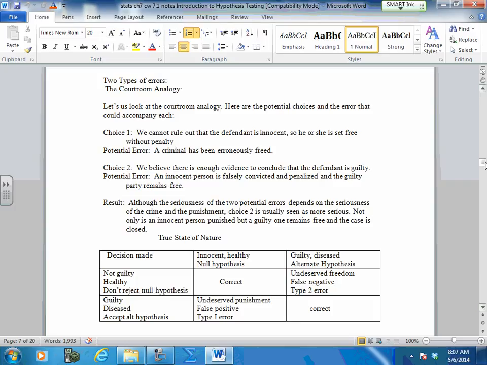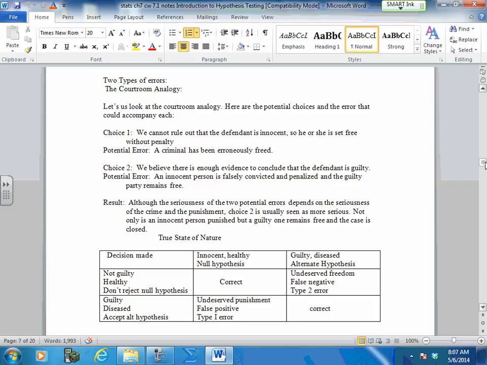We cannot rule out that the defendant is innocent, so he or she is set free without penalty. A potential error is they were really guilty, but we let them go free. Choice 2. We believe that there is enough evidence to conclude that the defendant's guilty. Possible error. We charge the person who really wasn't guilty. We put him in jail.